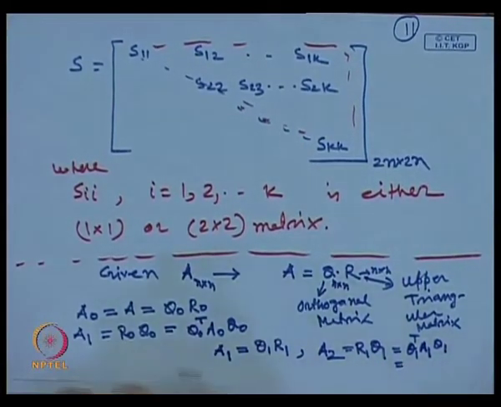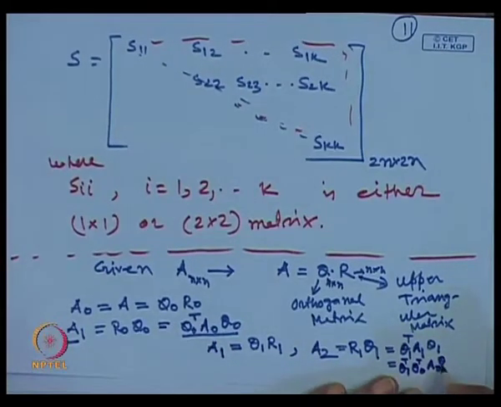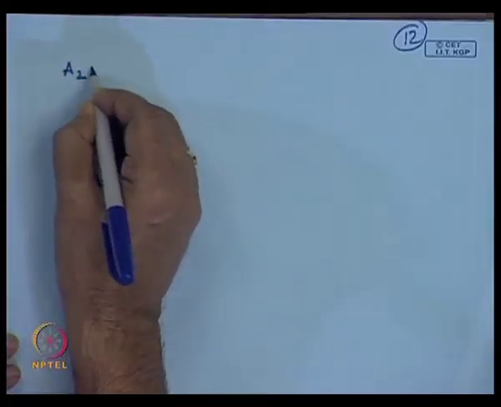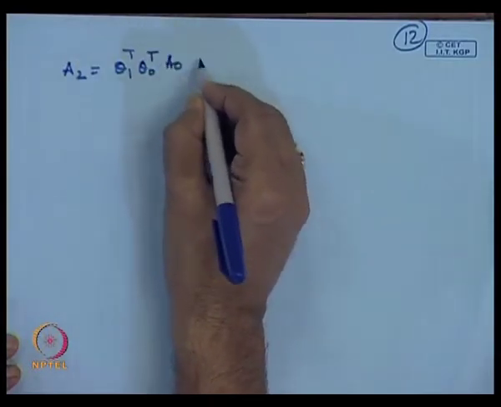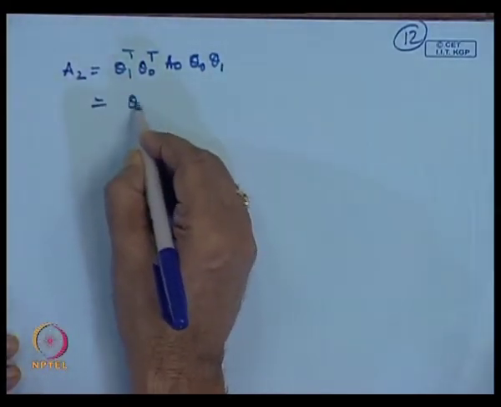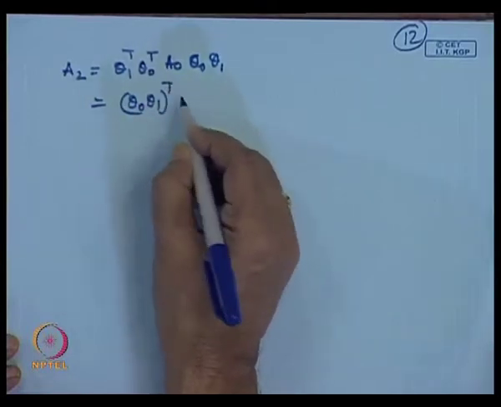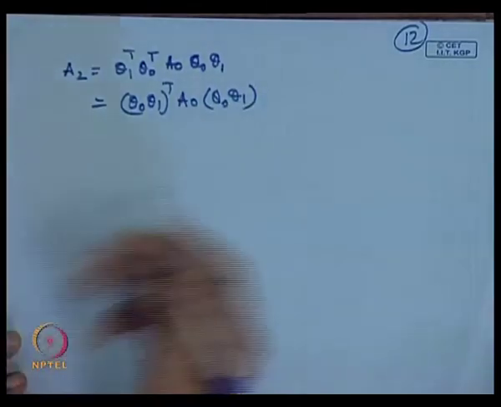Okay. So, what is A 1? Just now you got it, A 1 is this one. So, A 2 is equal to Q 1 transpose, Q 0 transpose, A 0, Q 0, Q 1. Which I can write as Q 0, Q 1 whole transpose A 0, Q 0, Q 1. Okay. So, next what will I write?